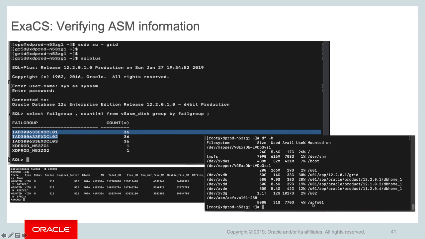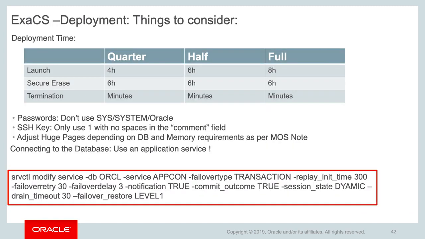This could be shared because the space in ACFS comes from a disk group, an ASM disk group. You cannot attach block volumes to Exadata systems, so for staging kinds of requirements, an ASM cluster file system could be helpful. Now let's talk about ExaCS deployment, some important things to consider. In order to launch, as I said, a quarter rack might take 4 hours, a half rack can go for 6 hours, and a full rack can go 8 hours.